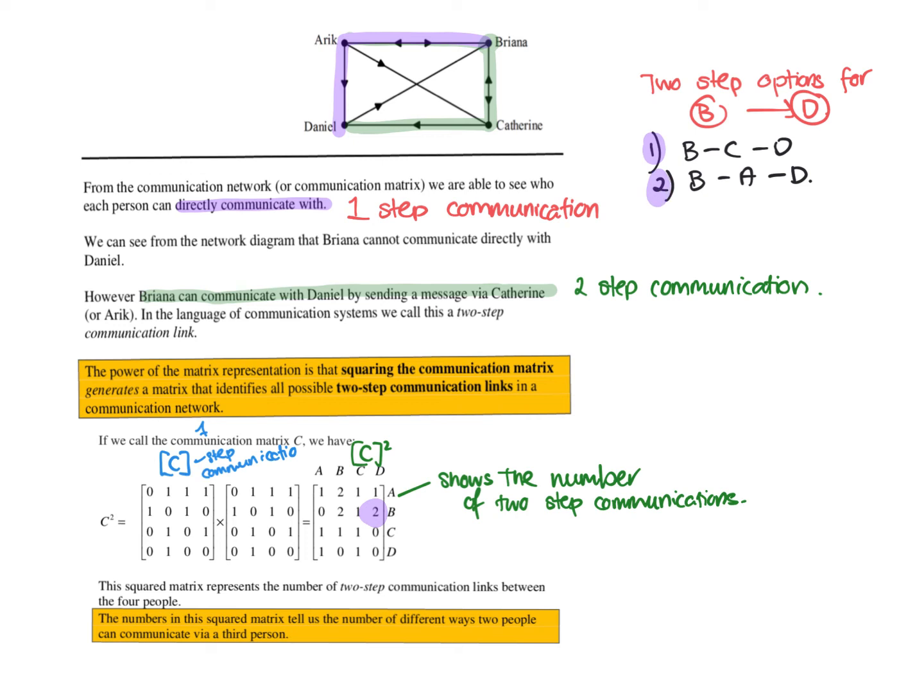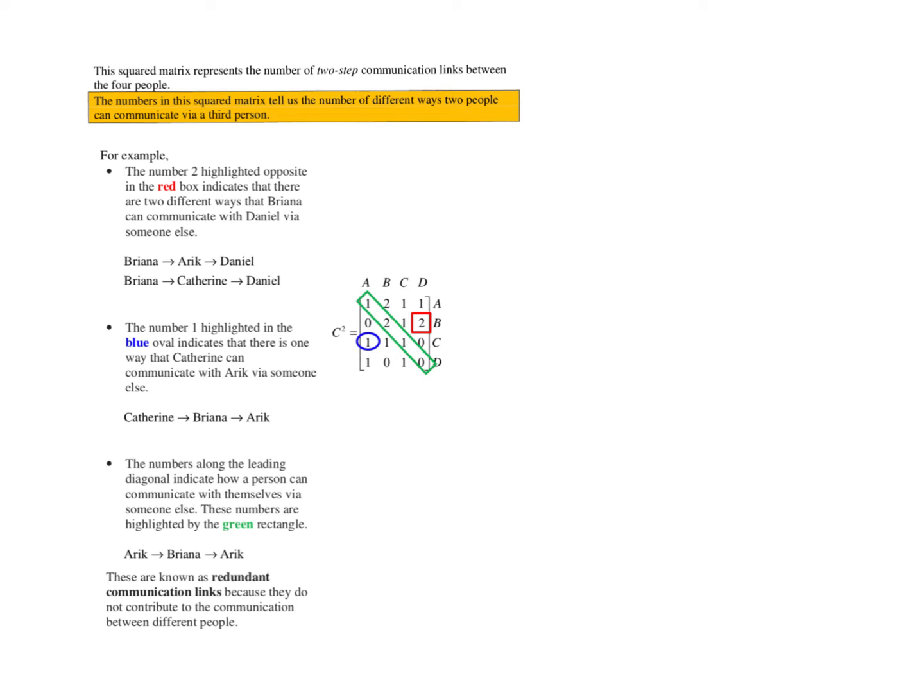So the two-step communication is telling you how many options there are, okay? And we saw there was only 2 options for that combination where I want to go from Brianna to Daniel. So you see the 2 there. That's what that 2 indicates, okay? Okay, so we said that if we square our original communication matrix, we get the 2-step communication matrix. So down here, this is our C squared from our scenario. So this is showing the 2-step communication.